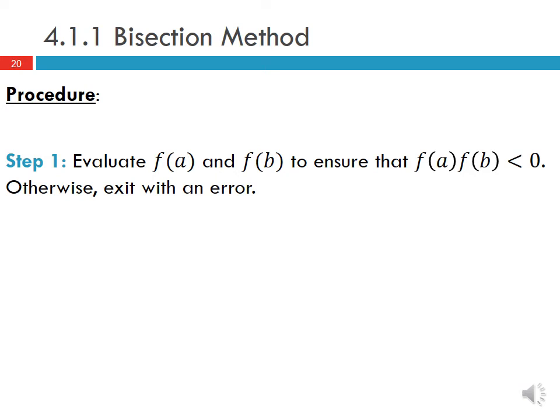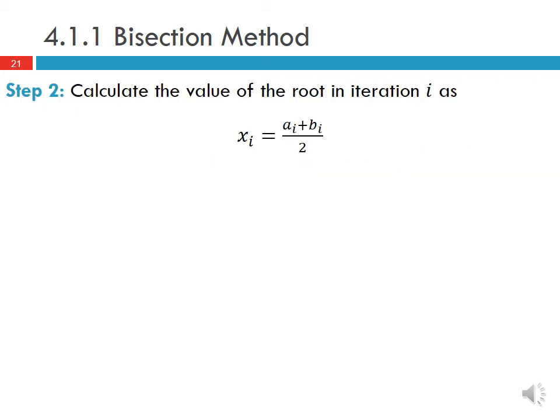So to reiterate the procedure, step 1 is to evaluate f(a) and f(b) to ensure that f(a) times f(b) is less than 0. Otherwise, if that's not satisfied, then we exit with an error and say either there are no roots or there's an even number of roots, so try again for your initial guesses. The next step is to calculate the value of the root in iteration i, as x_i equals (a_i plus b_i) over 2. And then check which of the following applies.